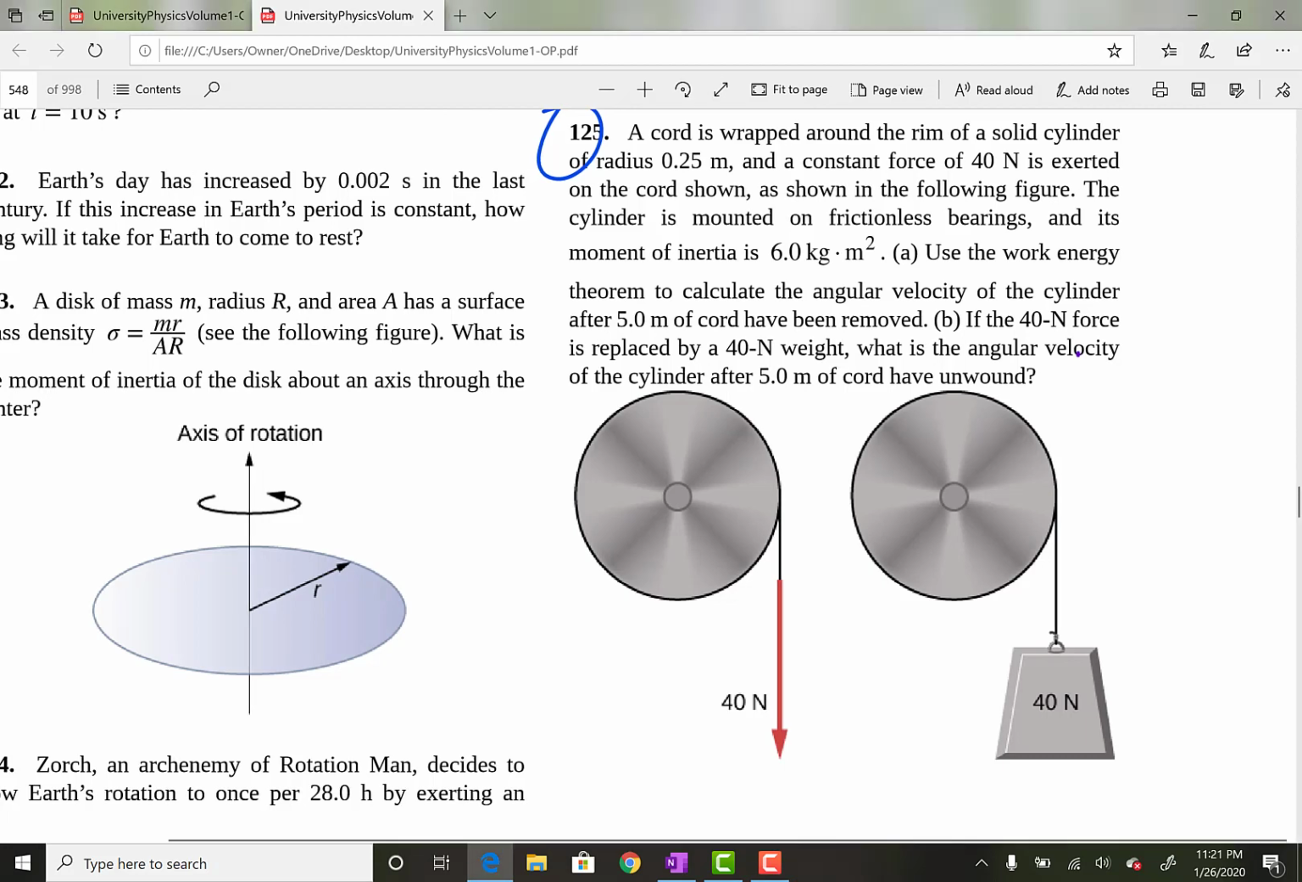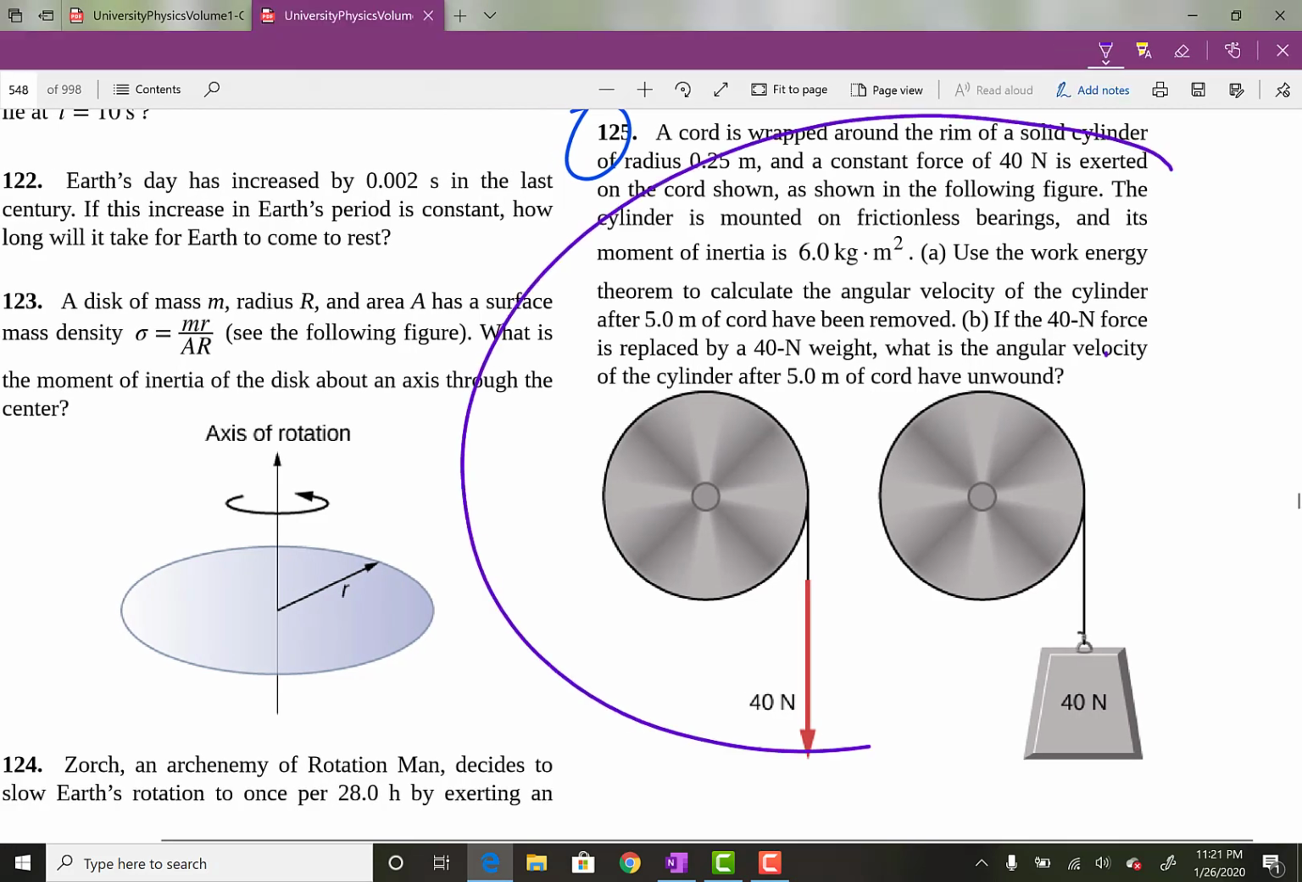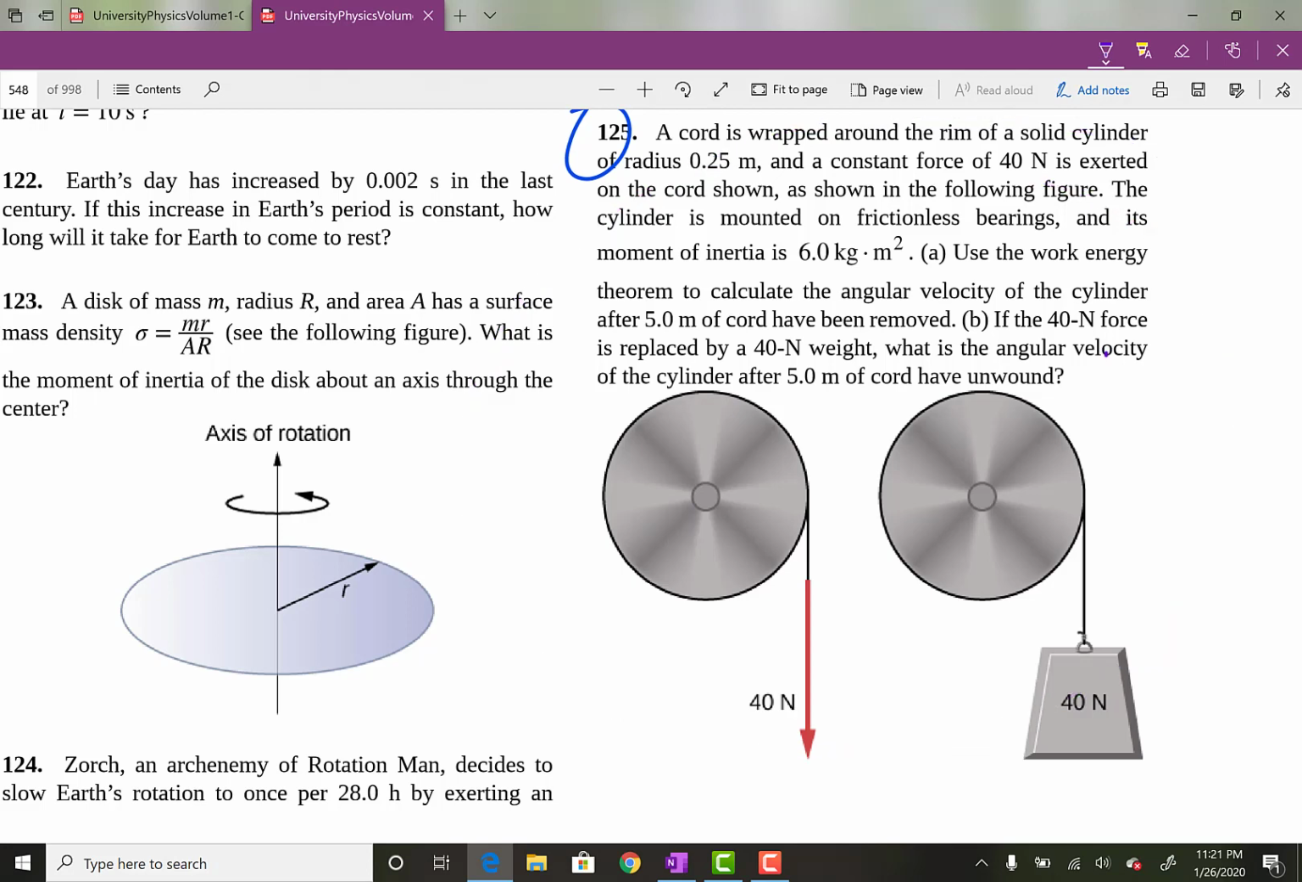So we're doing 125 here. It was the one that was voted for essentially this week. It says a cord is wrapped around the rim of a solid cylinder of radius 0.25 meters, and a constant force of 40 newtons is exerted on the cord, as shown in the following figure. This figure right here. They're talking about this one though right now.